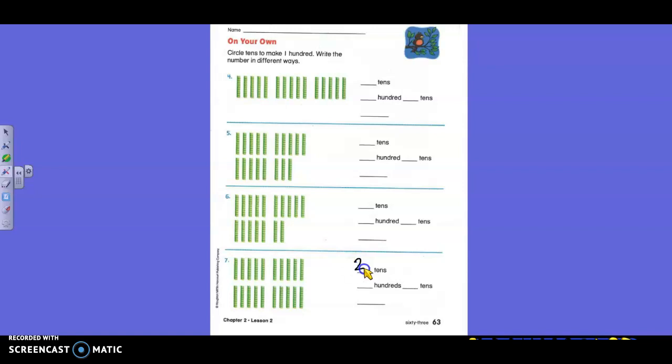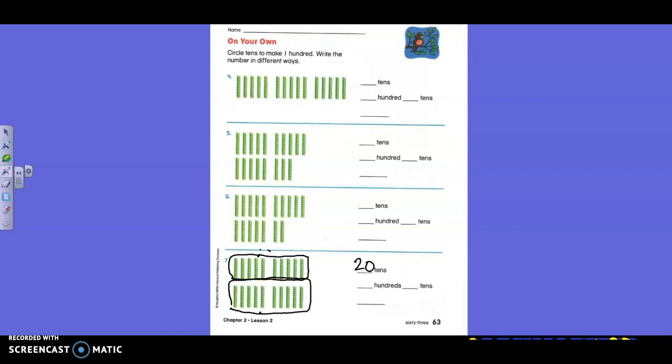20. 20 tens. How many hundreds would that be? There we are, circles now. We do circles around how many tens? 10 tens. There is 10 tens. Here is 10 tens. No, you have to have 2 individual circles. Separate. How many hundreds do we have then?